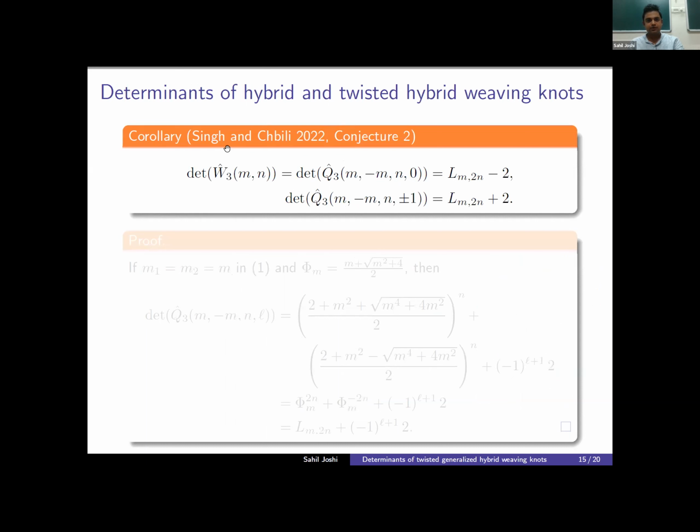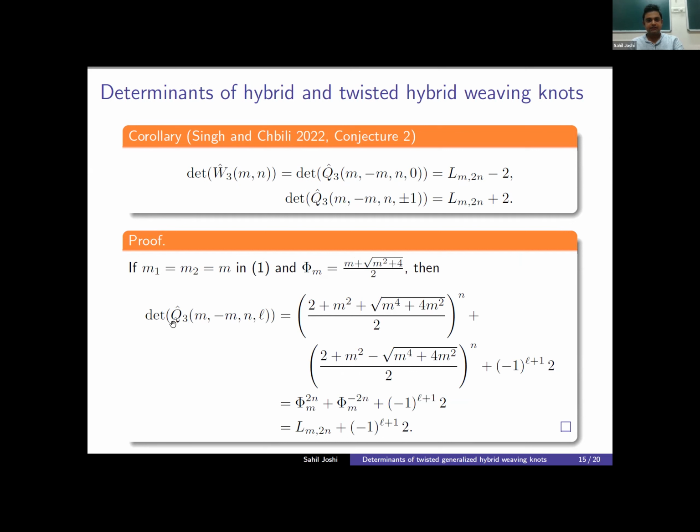Moreover, we can give a proof of the conjecture of Singh and Chbili. So this is the conjecture. If I substitute M1 equal to M2 equal to M and phi M for this value, then we get that the determinant of this knot is equal to this expression. This turns out to be the square of that number phi, and this is equal to the 2mth Lucas number. And by substituting L equal to 0 and ±1, we can get these two formulas.